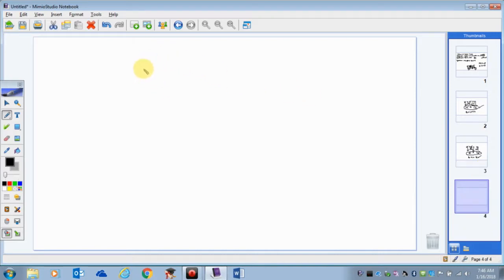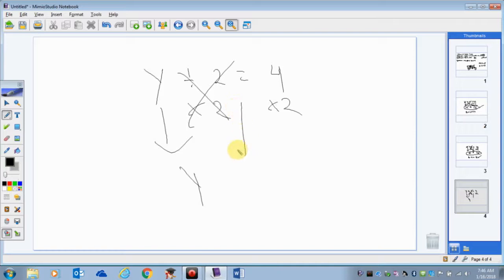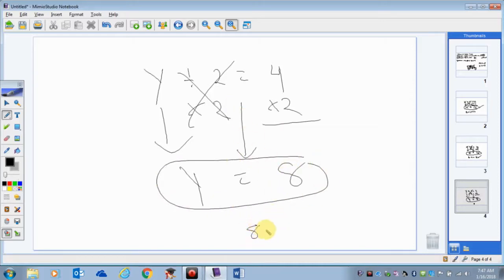Do one with division. y divided by 2 equals 4. So y is being divided by 2. I've got to get y by itself, so I have to use the opposite function. The opposite of divided by 2 is times 2. These two cancel out. Bring down y. Bring down my equal sign. 4 times 2 is 8. So I believe my answer is y equals 8. Let's plug it back in. Is 8 divided by 2 equal to 4? Yes, it is. So that answer checks out as well.